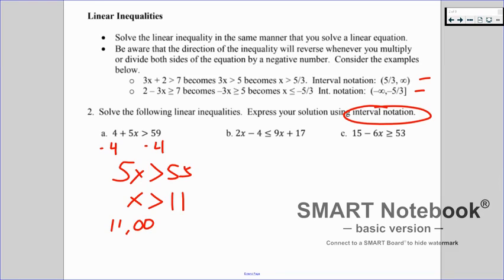And since it's not equal to, and I just want to start everything a little bit above 11, I'm going to use parentheses for that. Bracket is if it's going to be equal to, and then infinity will also be parentheses.